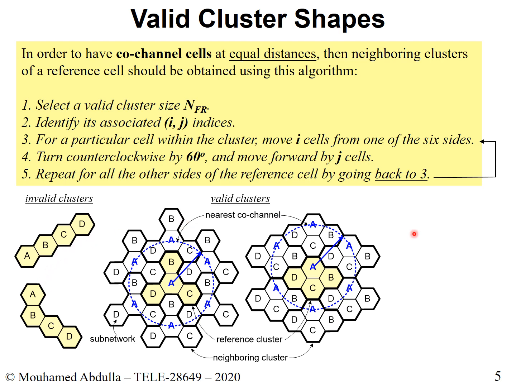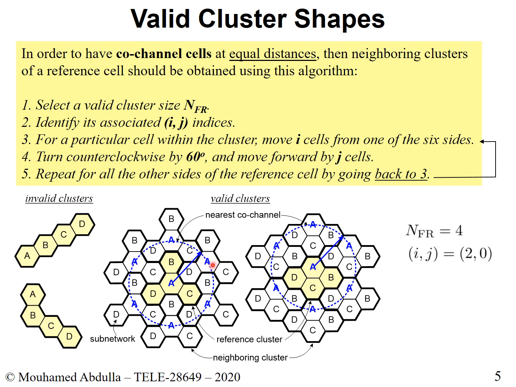Now, let's do some of the numbers here. We selected N FR, so we did the first step. We know that we want a cluster of 4 cells, and we went to the table in the previous slide and noticed that in order to get 4, your I should be 2 and your J should be 0. So let's do it. Say this is the cell you have, A, and you want to find adjacent cells that should also have A. You move by 2 cells. Let's do this side: that's 1, and that's 2, and then you turn by 60 degrees, but you move by 0. In other words, you stay here. And so you found it.